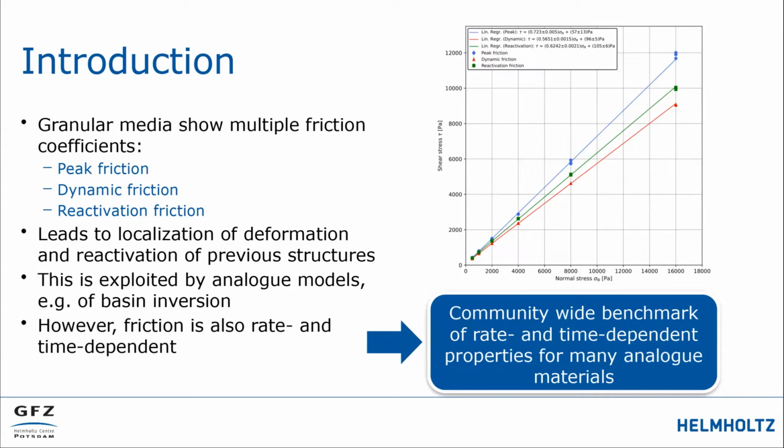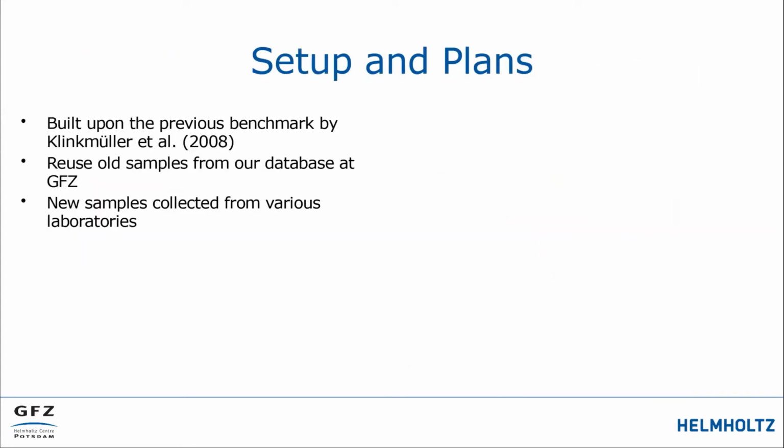We have this community-wide benchmark to compare different rate and time dependent properties of many analog materials from several labs. These are quite a lot of labs from the MSL community that are involved here. The plan is to build upon a previous existing benchmark, which looked at these frictional properties that I've just shown: the peak, dynamic, and reloading friction. We use old samples that have been used for this benchmark, but I also collected some new samples.